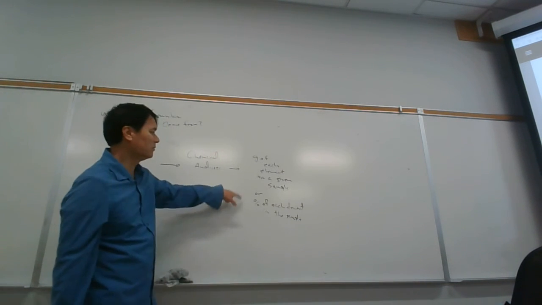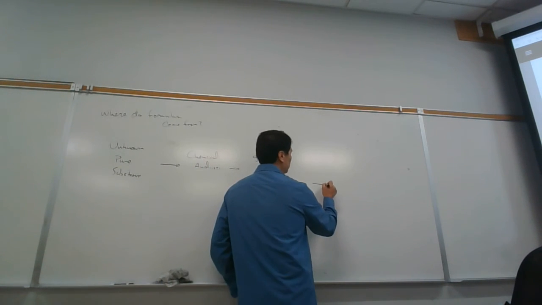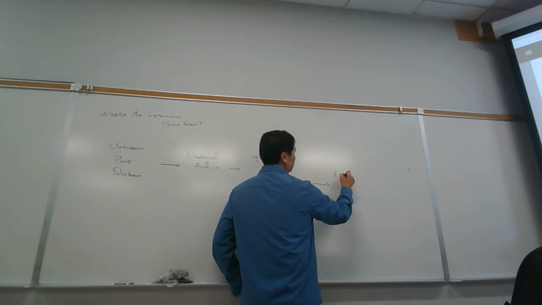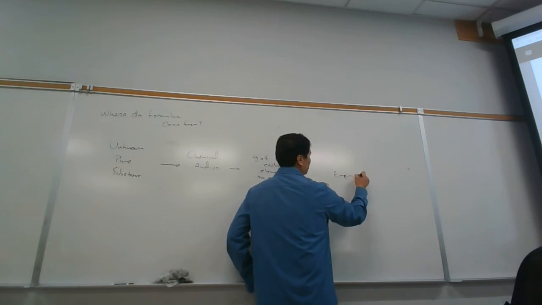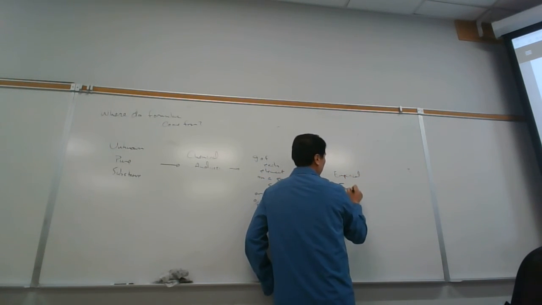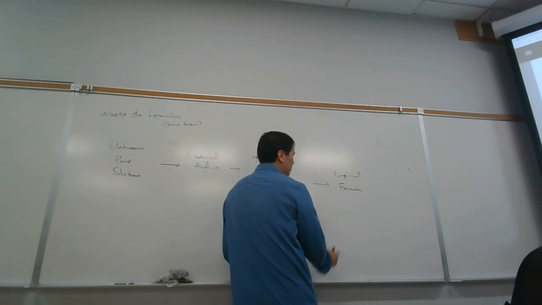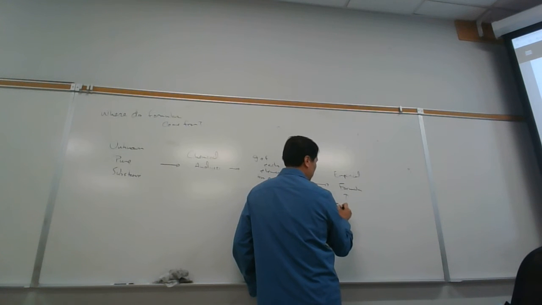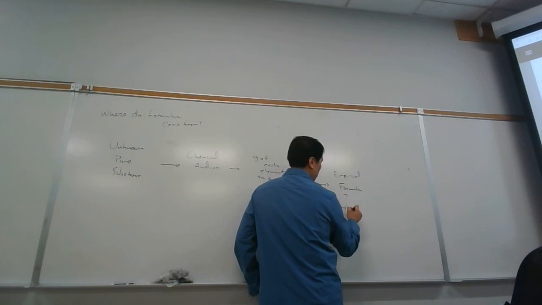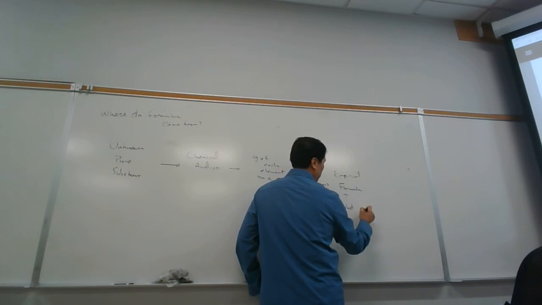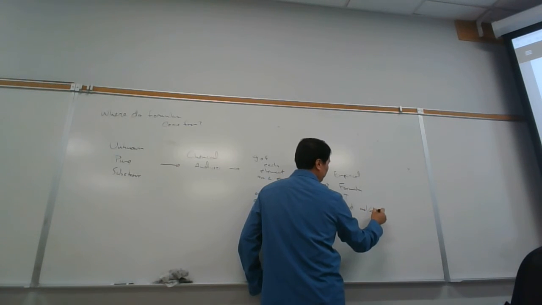So if we're given either of these two, then what we can do is figure out something called the empirical formula. The empirical formula is going to be the simplest mole or atom ratio. A formula is a mole or atom ratio. And so the simplest mole or atom ratio.